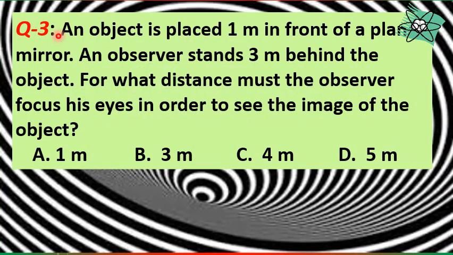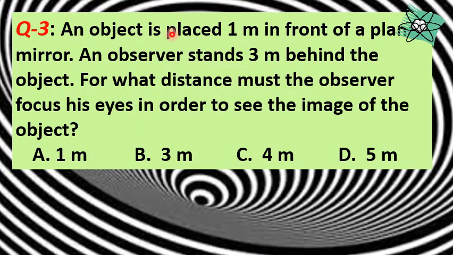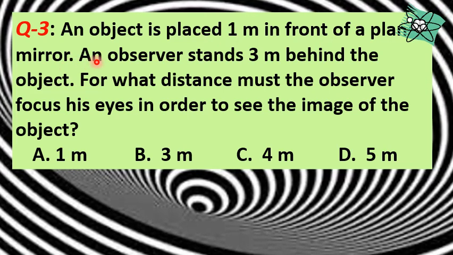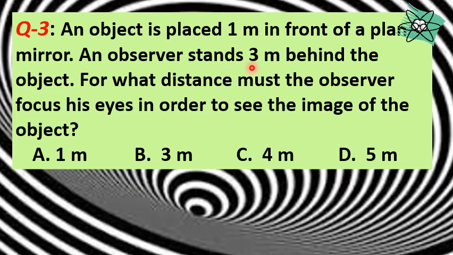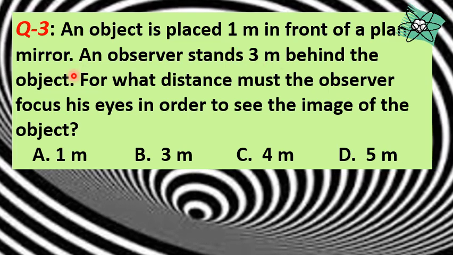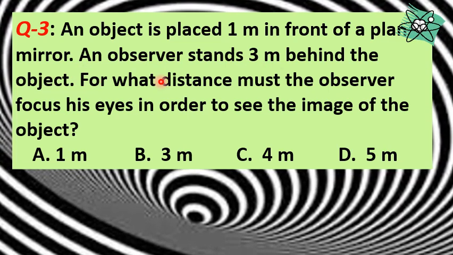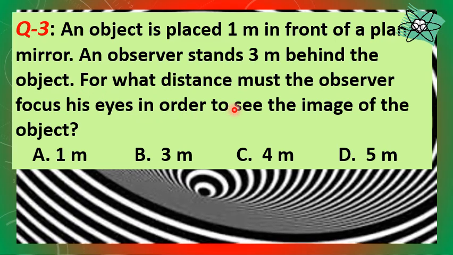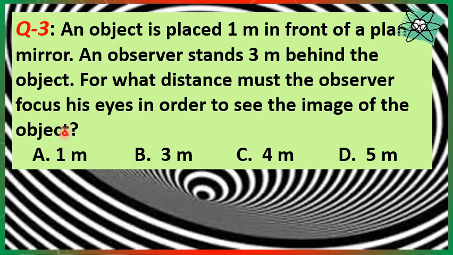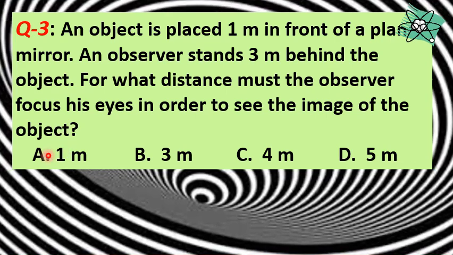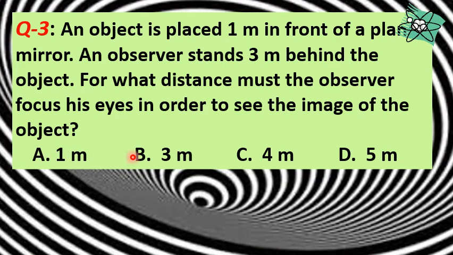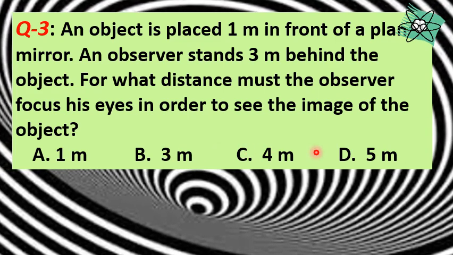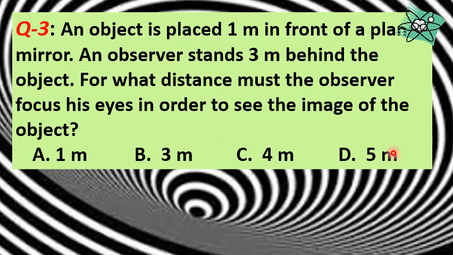Question number 3. An object is placed 1 meter in front of a plane mirror. An observer stands 3 meters behind the object. For what distance must the observer focus his eyes in order to see the image of the object? Option letter A, 1 meter. Option letter B, 3 meters. Option letter C, 4 meters. Option letter D, 5 meters.